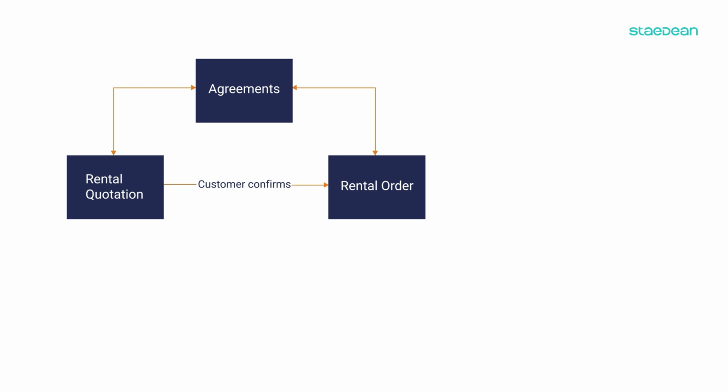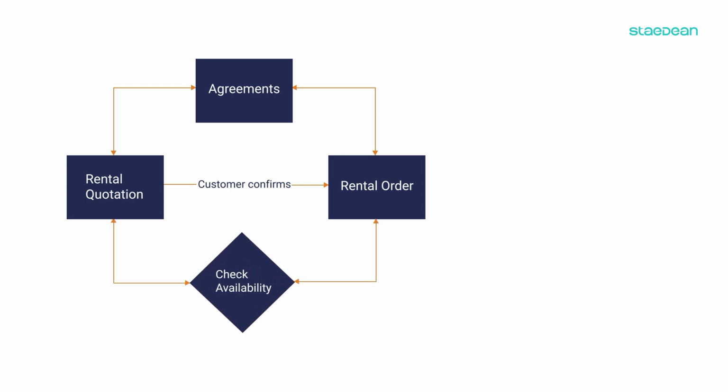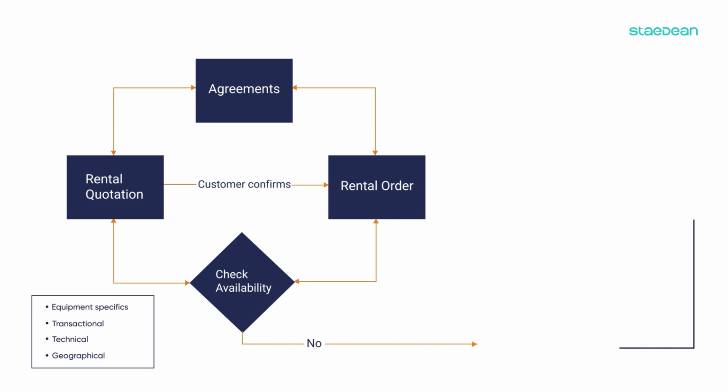Now, to create a rental order, of course, we also need to know if the object is available. And we can do that based on certain specifics. Maybe if it's transaction available, so if there's no work that needs to be done, work orders, technical availability, and if it's close to us, then we can see if the object is available. If it's not available, then we have other alternatives.